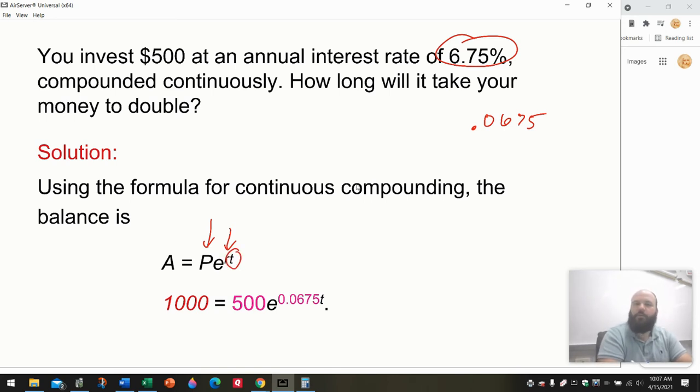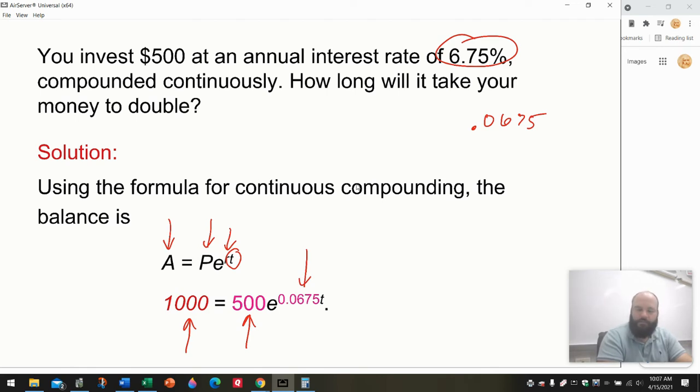But what we do know is we want our money to double, which means our account balance after some set amount of time will be twice what we started with. Well, we started with 500, which means then our account balance should double and become $1,000. So what you can see right here is all of the information plugged in that we know from the problem. So we want our money to turn into $1,000. We started with $500.